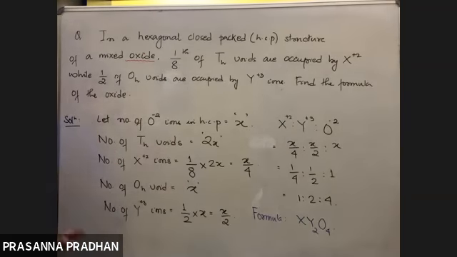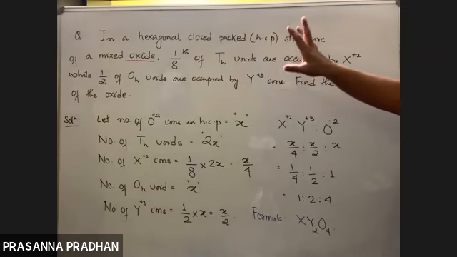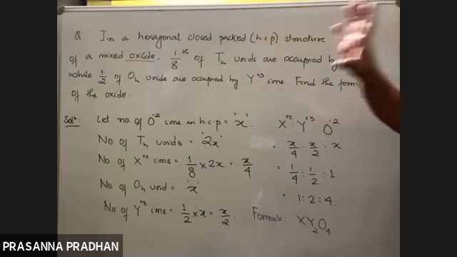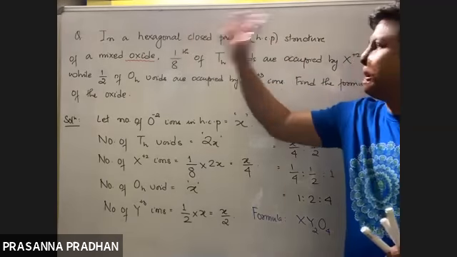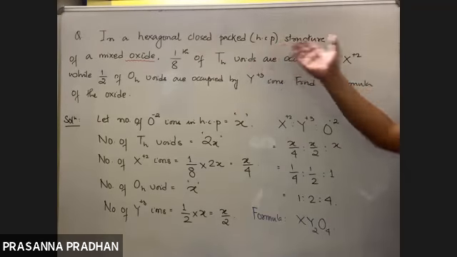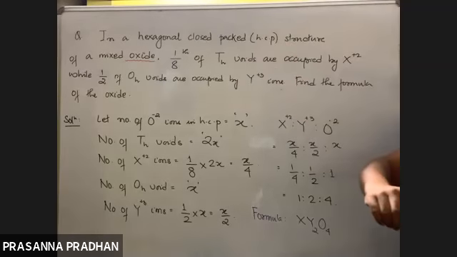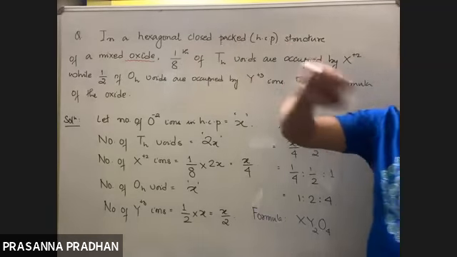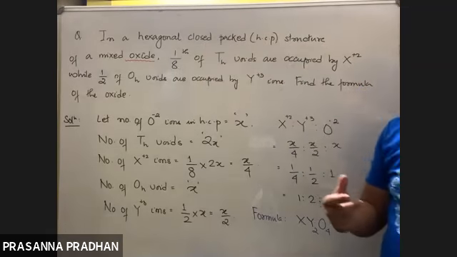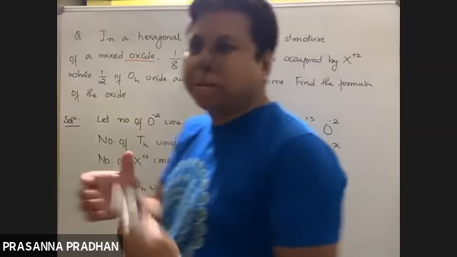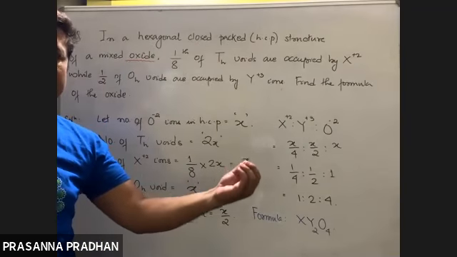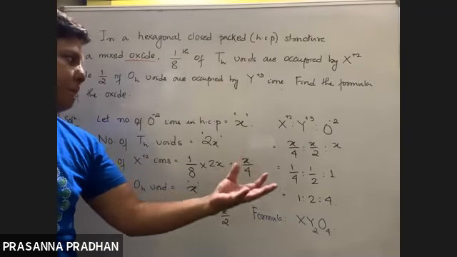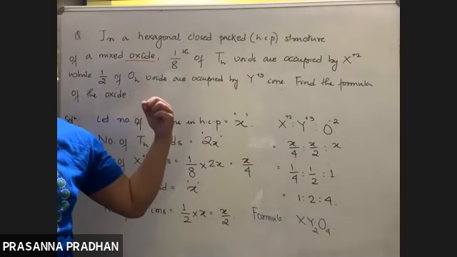Here 99% of the students will not understand. The question is very clear. In a hexagonal close packed structure of a mixed oxide, oxide ions have to be present, and oxide ions occupy the lattice points of HCP. X dipositive occupies tetrahedral voids. Y tripositive occupies octahedral voids. Where are the oxide ions present? In HCP arrangement. We are not concerned about the HCP arrangement itself. We will just assume the total number of lattice points, the total number of particles, as X.